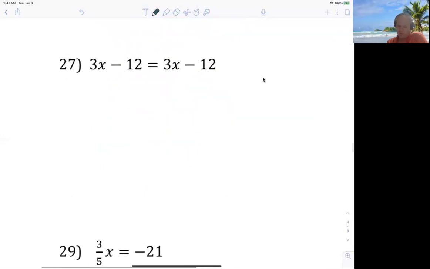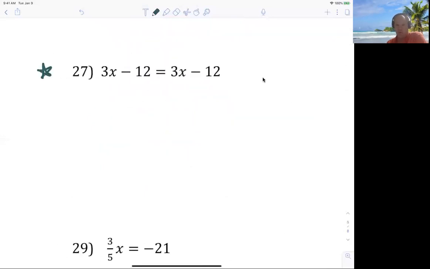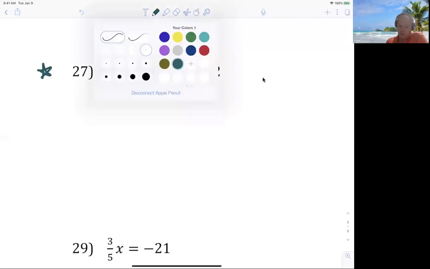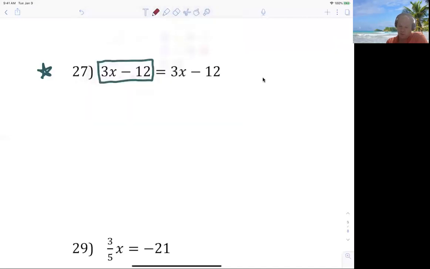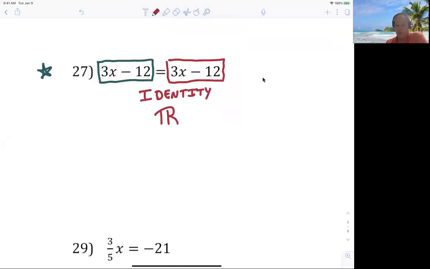27. All right. Now here's something new. So I really want you to concentrate. I want you to first say 3x minus 12, and then that equals 3x minus 12. Well, you should say that looks a little weird because you're saying something is equal to itself. That is called an identity. Okay, what does that mean? That means it's always true. So if something is always true, we say all real numbers.